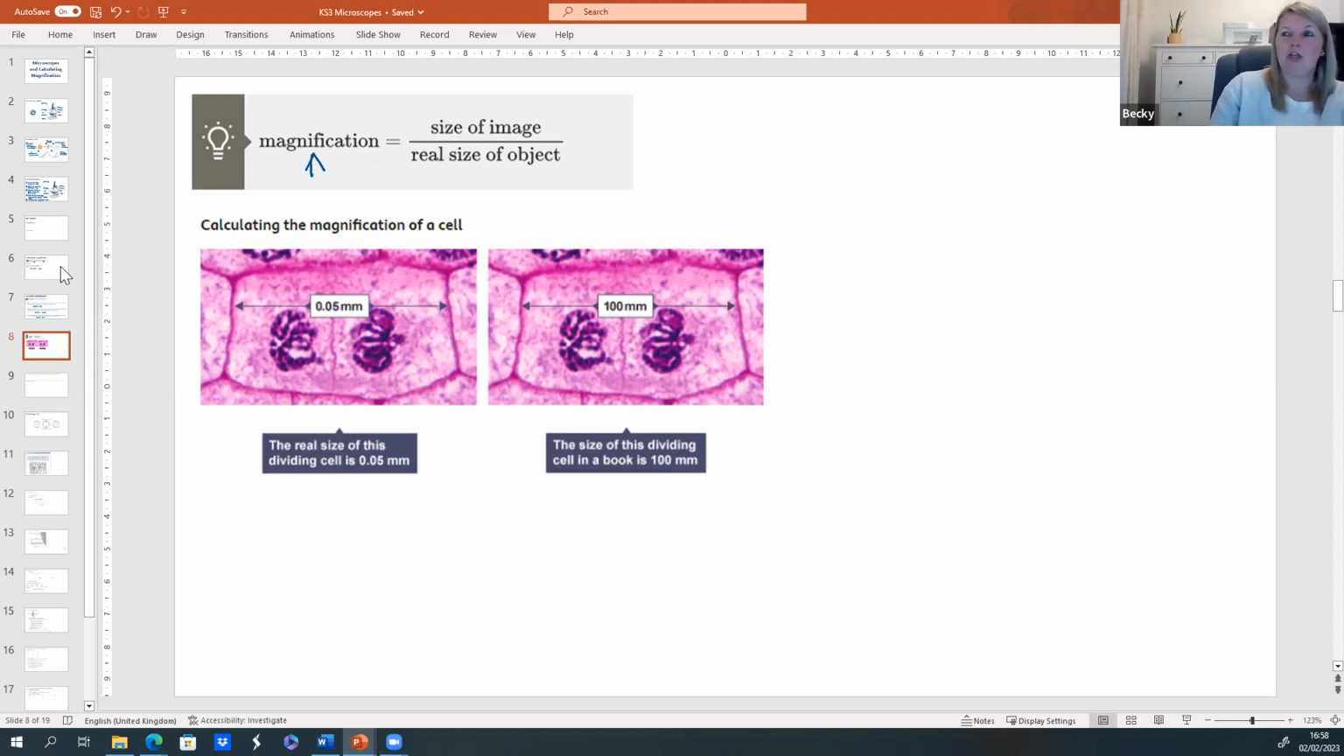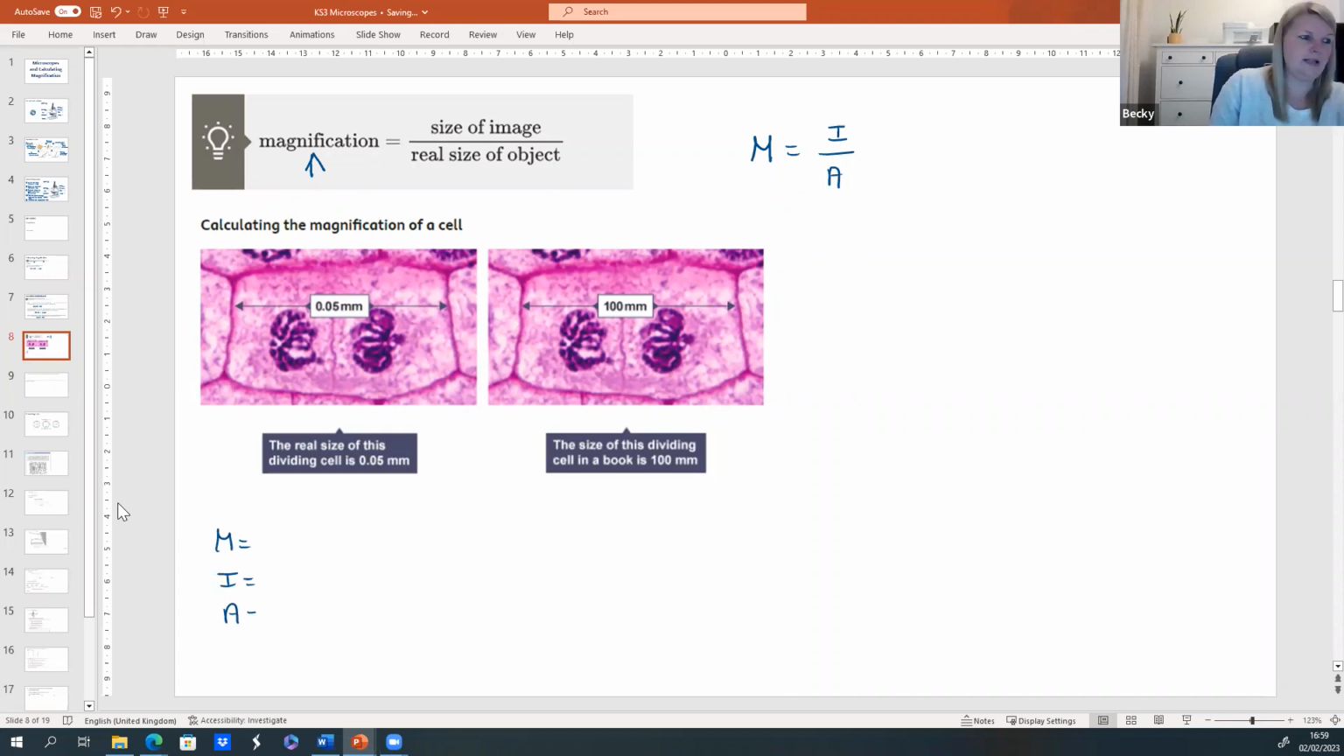With this, the way that I do any calculation, and we'll get into good practice of doing this, is I put them into symbols. So I'm going to have magnification is image over actual. And then down the side I'm going to write down the bits of information that I know.